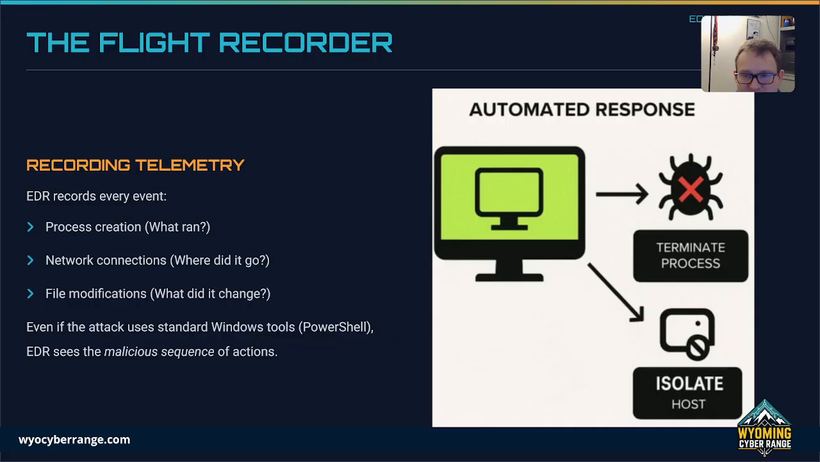Now here's why this matters. Hackers often use standard Windows tools like PowerShell to attack you. PowerShell itself isn't a virus. It's a tool, so legacy antivirus won't block it. But the EDR sees the sequence. It sees that it opened Word, and then Word launched PowerShell, and then PowerShell tried to download a file. Well, that seems malicious. So the EDR sees the whole story, and then it can trigger what's called an automated response, which could either terminate the process or isolate the host directly.